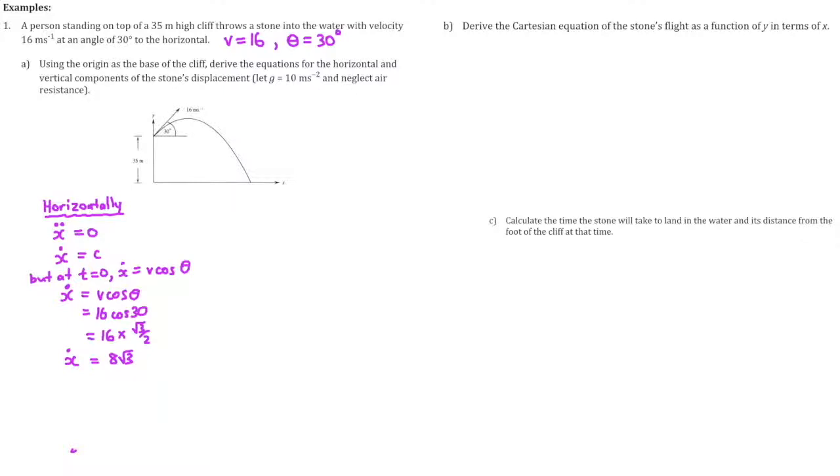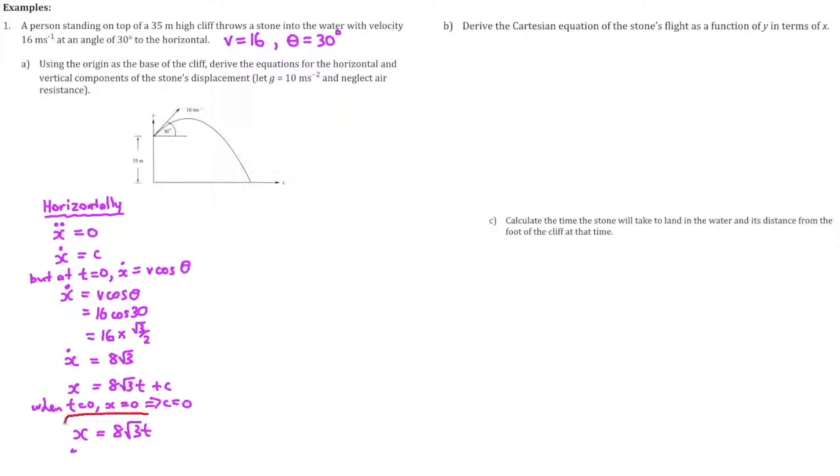Now the next thing I want to do is find the horizontal displacement. So I'm going to integrate. Integrate 8 root 3 and I'll get 8 root 3 t plus c. But with this particular question, we know at time 0, it has an x value of 0 because it's on the y-axis, and on the y-axis all x values are 0. So we say when time equals 0, x equals 0, and if you plug that in, that will actually give you c equals 0, which means x is going to equal 8 square root 3 t.